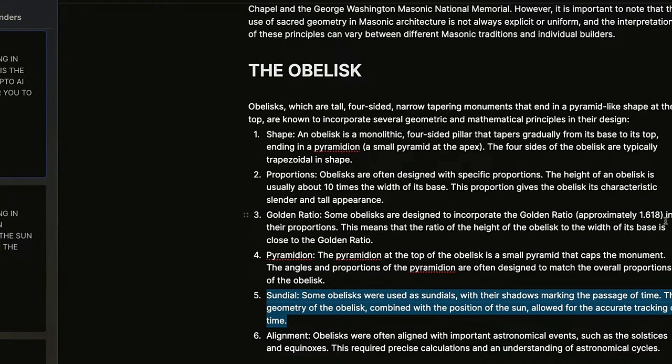Some obelisks are designed to incorporate the golden ratio, approximately 1.618, in their proportions. This means that the ratio of the height of the obelisk to the width of the base is close to the golden ratio. So the pyramidion on the top of the obelisk is a small pyramid that caps the monument, but the angles and the proportions of the pyramidion are designed to match the overall proportions of the obelisk, just like the human body. So all of the power that the obelisk can pull from its base, it puts into the pyramidion at its top. That top becoming a very concentrated point, an opening, a portal.